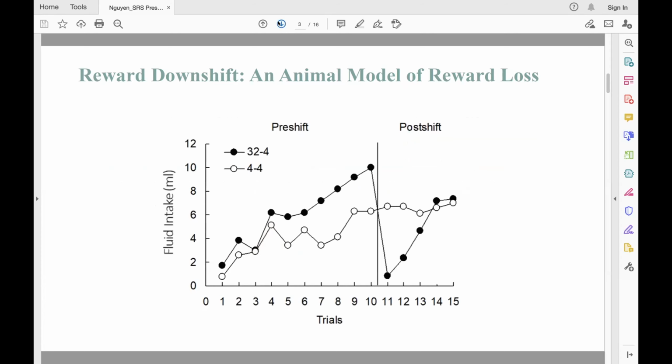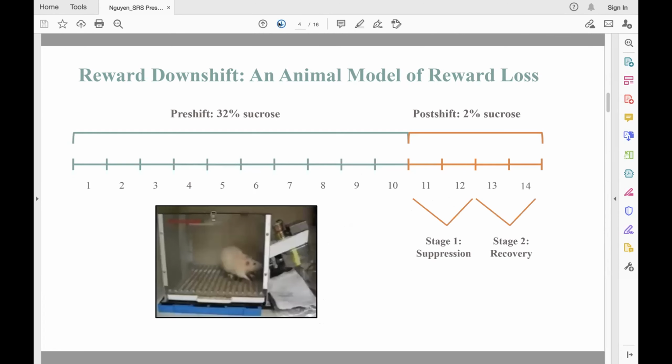What we consistently observe is that during the first downshifted session, or session 11, the downshifted rats consume significantly less sucrose, and this reflects the fact that the loss of the preferred reward was really frustrating to them. However, from session 12 on, we begin to see the rats recovering their consumption back to baseline. Because of this progress, we further divide the post-shift phase into 2 more stages, suppression and recovery.